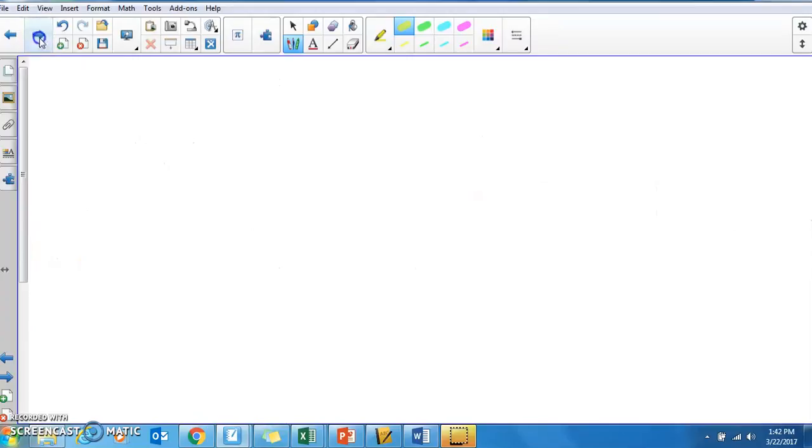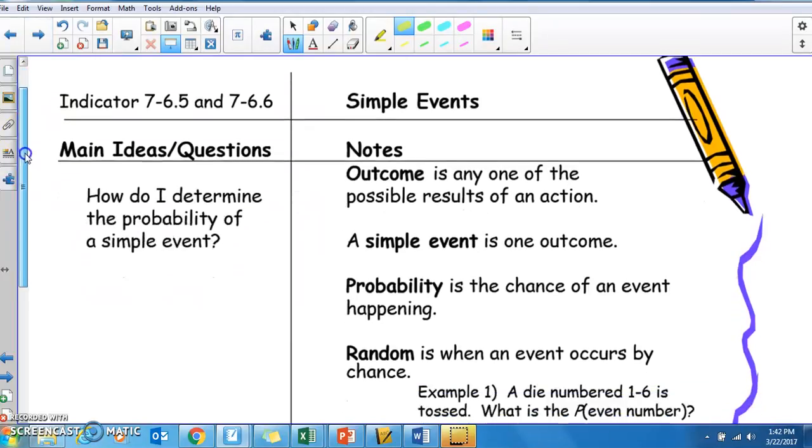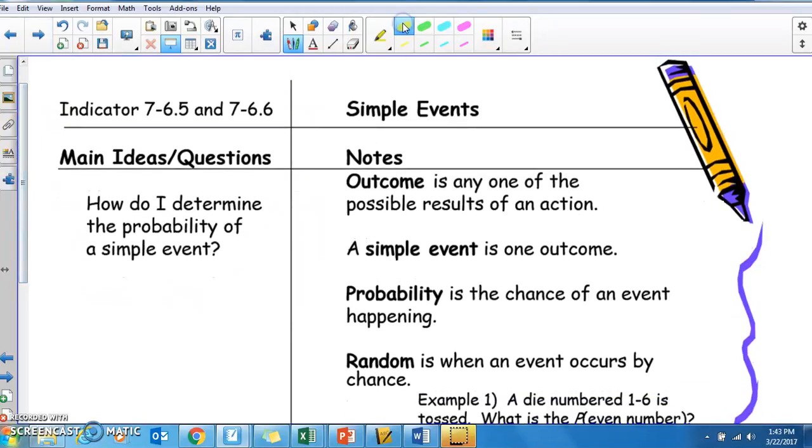All right, so let's now get started with everything. What I need you to do is copy this information. What is important here is how do I determine the probability of a simple event? You have several events. You have what is called, first of all, a simple event. A simple event means where there is only one possible outcome. So the outcome is any one of the possible results of an action. So the outcome is what you get.